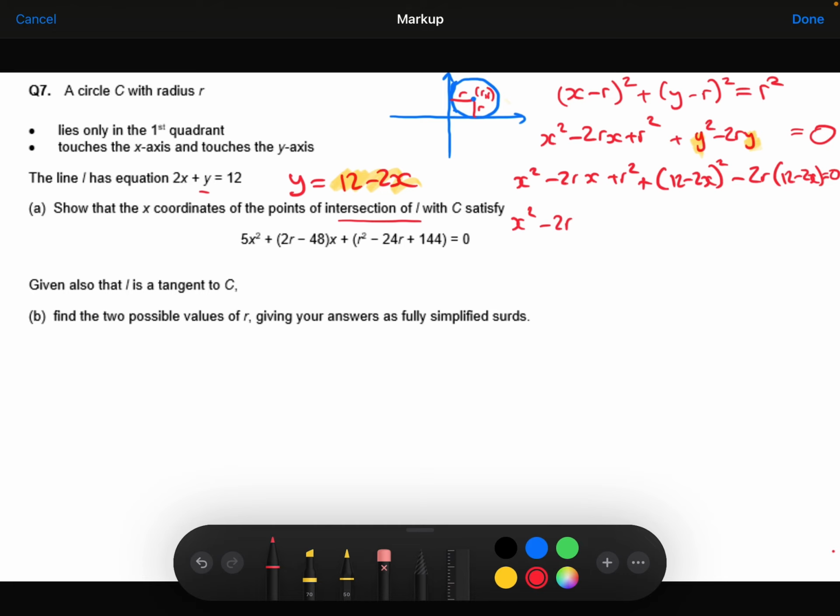Right, let's expand those brackets. We've got the 12 squared, which is 144. We've got the 12 times minus 2x, which is minus 24x. But there's 2 of them, so minus 48x. And then we've got the minus 2x squared, so minus 2x times minus 2x is plus 4x squared. We've then got the minus 2r times 12, which will be minus 24r. And then we've got the minus 2r times the minus 2x, which will be positive 4rx.